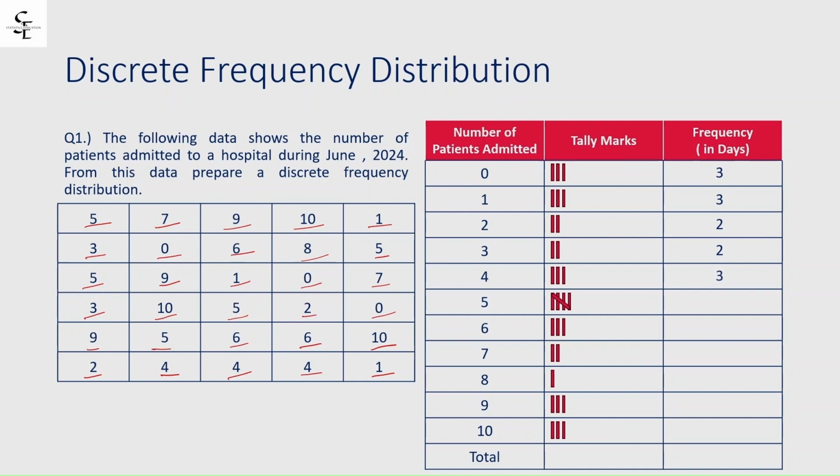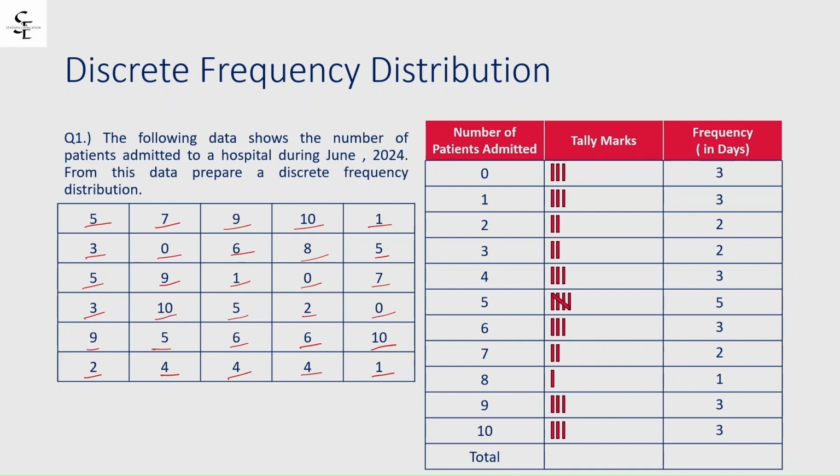The next is 5. There are a total of 5 tally marks, so we will write 5 in the frequency column. For 6, there are a total of 3 tally marks, so we will write 3 in the frequency column. For 7, there are 2 tally marks, so we will write 2 in the frequency column. For 8, there is only 1 mark, so we will write 1 in the frequency column. For 9, there are 3 marks, so we will write 3 in the frequency column. And for 10, there are 3 tally marks, so we will write 3 in the frequency column.